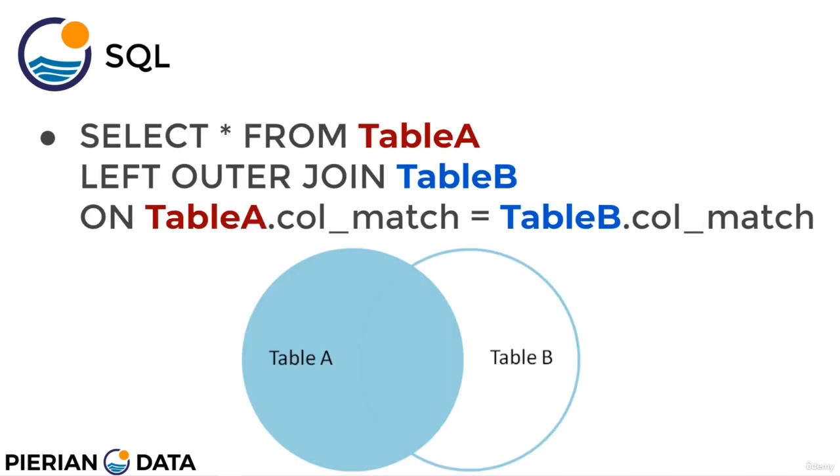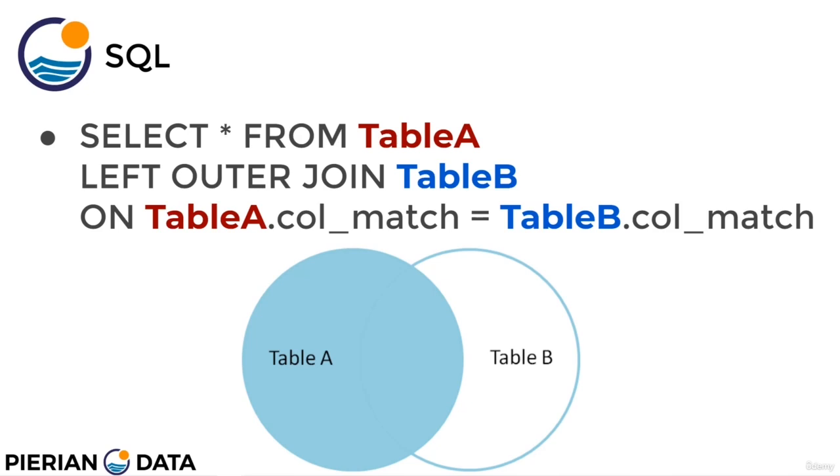So, what does a left outer join actually look like? Here, notice that our Venn diagram is no longer symmetrical, which means the order will actually matter. Here we're saying select everything from table A and do a left outer join on table B. The left-hand table is the first table referred to in that from statement. So that's why table A there is seen on the left. So we're saying select everything from table A left outer join table B on table A.columnMatch is equal to table B.columnMatch.